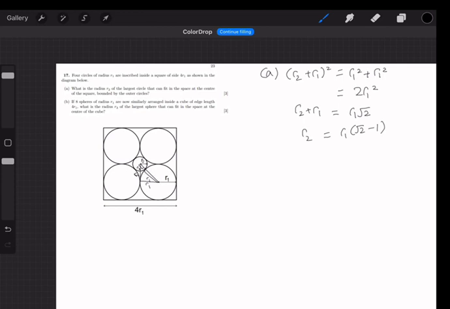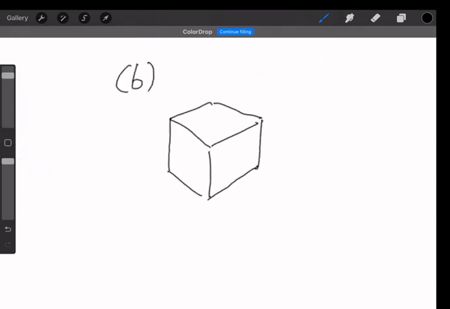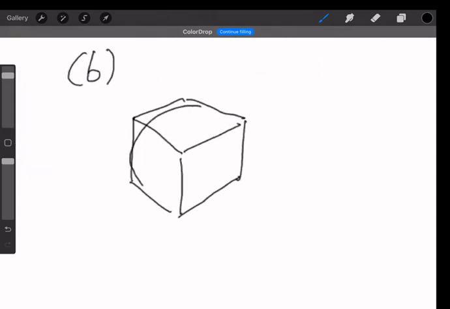Part B takes place in a cube, with 8 spheres instead of 4 circles inside a square. But overall, we're still asked to find R3 now in terms of R1. I will be drawing a cube to just demonstrate this problem. And I have a sphere inside this cube, which here it is.